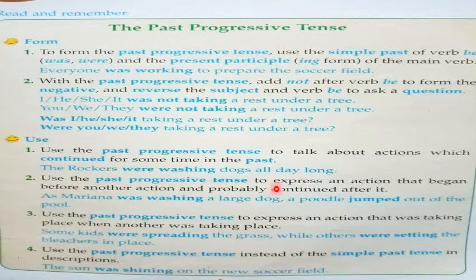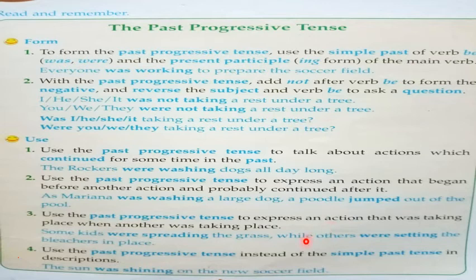Use the past progressive tense to express an action that began before another action and probably continued after it. So sometimes we can use the past progressive to express that something happened while something else was already happening. As Marianne was washing a large dog, what happened all of a sudden? A poodle jumped out of the pool. So one action was in progress, taking place in the past progressive tense, while another just happened suddenly and we put it in the past.